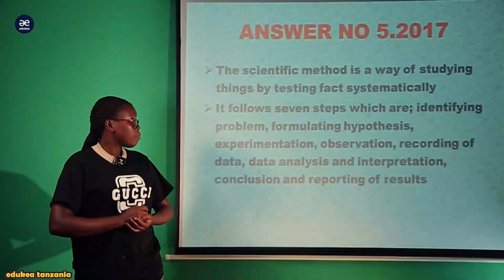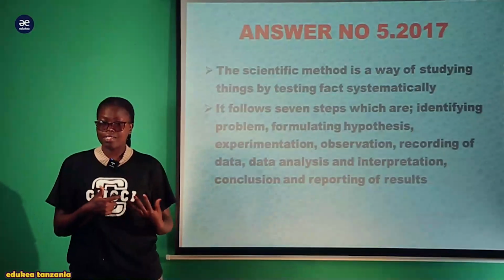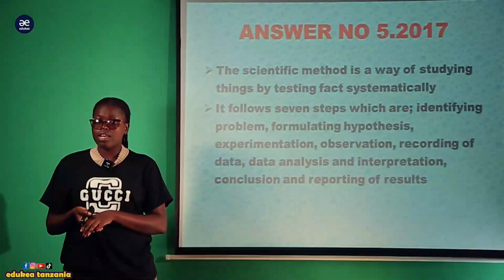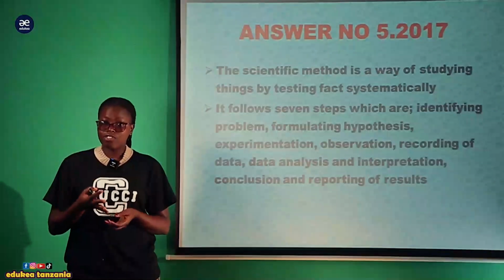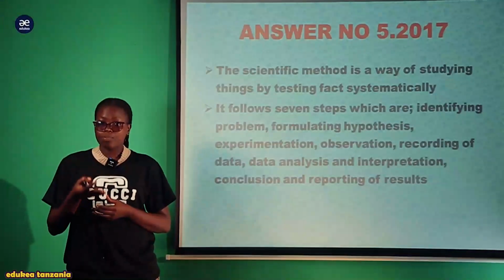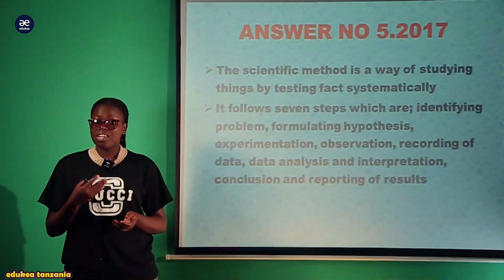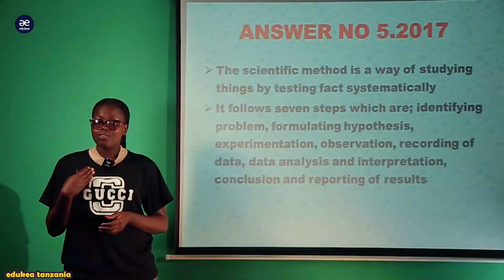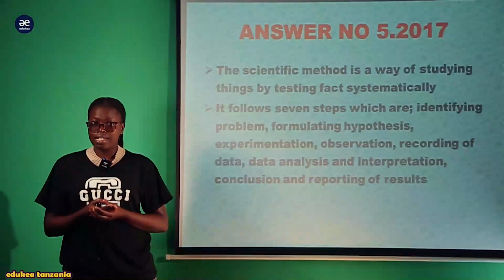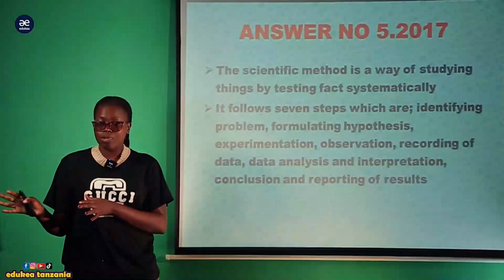Starting with question Roman A, for those wale ambao hawajasoma topic ya scientific procedure, we have 7 main scientific procedures. Kuna identification of the problem, kuna formulation of hypothesis, kuna experimentation, kuna data collection. Baada ya data collection, kuna data analysis and interpretation, kuna drawing the conclusion as the last one. We have 7 major points. You just need to mention them like that.